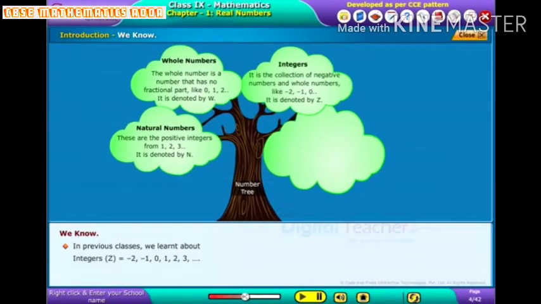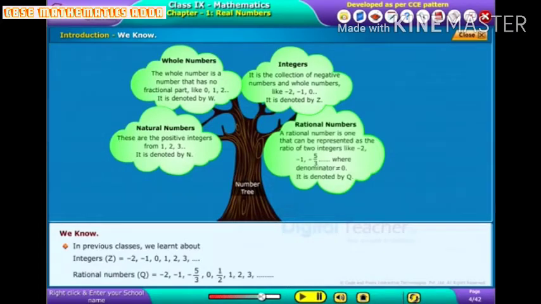Integers. It is the collection of negative numbers and whole numbers like -2, -1, 0 and so on. It is denoted by Z. Rational numbers. A rational number is one that can be represented as the ratio of two integers like -2, -1, -5/3 and so on. Their denominator is not equal to 0. It is denoted by Q.